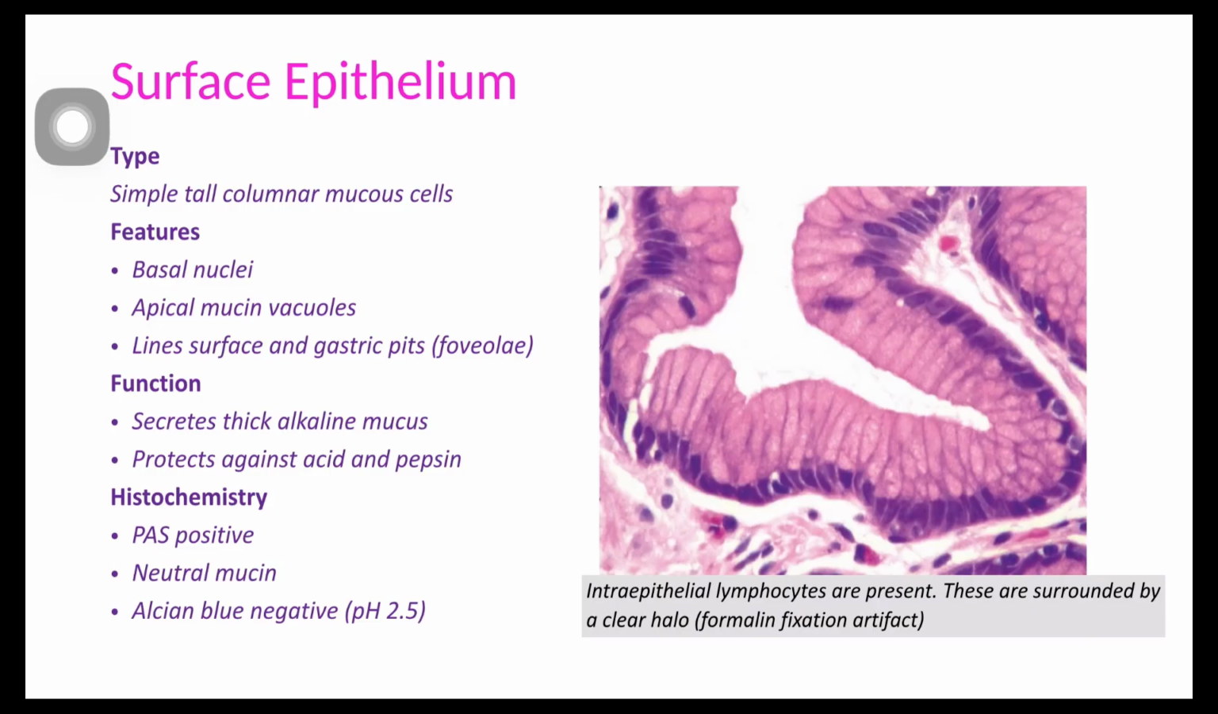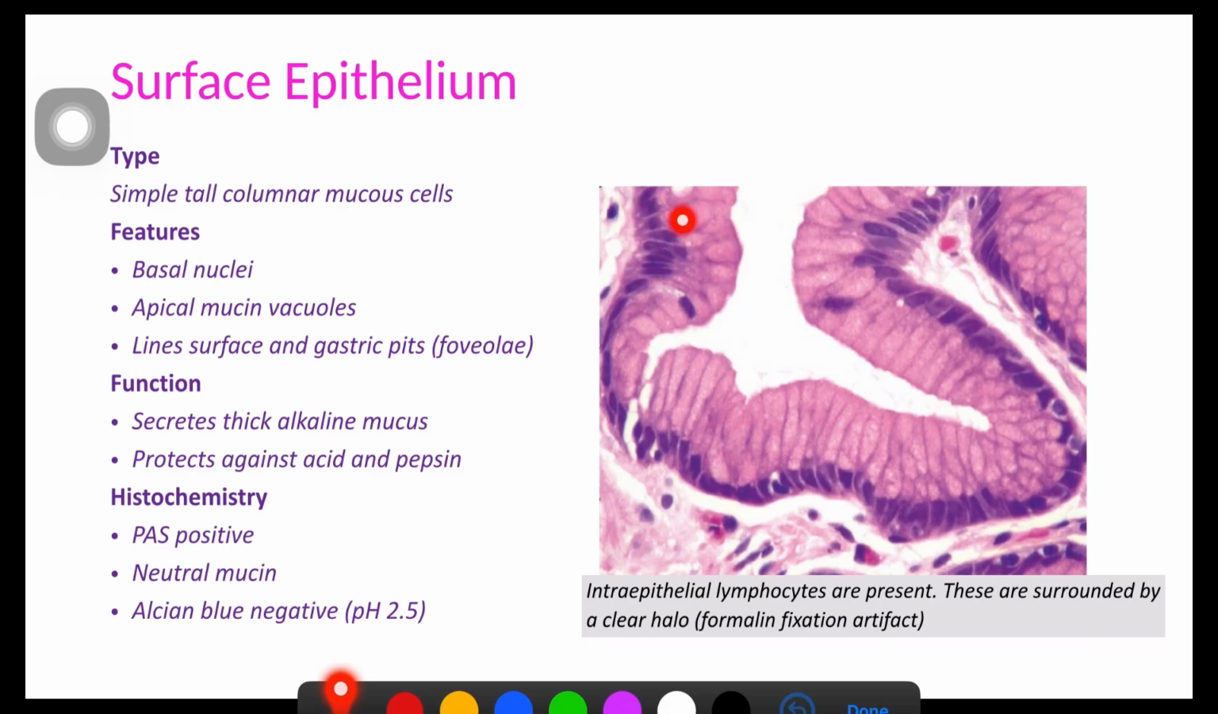Now let's see some more about surface epithelium. It is simple, tall columnar mucus cells. You can identify mucus containing tall columnar cells with basal nuclei, apical mucin vacuoles, and it lines the surface and gastric pit or fovea. Its function is it secretes thick alkaline mucus and protects against acid and pepsin.